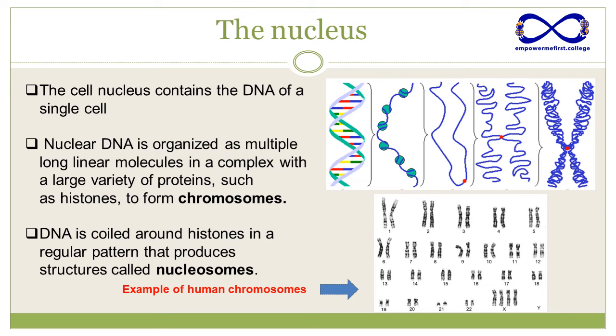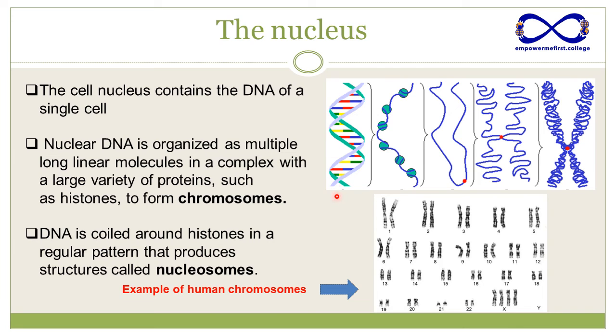The nucleus contains, as I told you before, the genetic material, so-called DNA, of a single cell. Nuclear DNA is organized as multiple long linear molecules in a complex with a large variety of proteins, such as histones, to form a structure. This structure is called a chromosome.